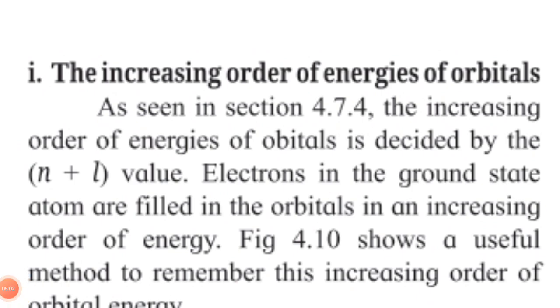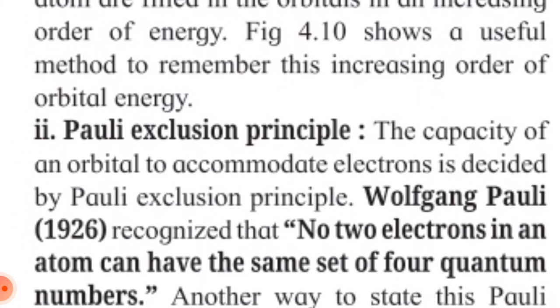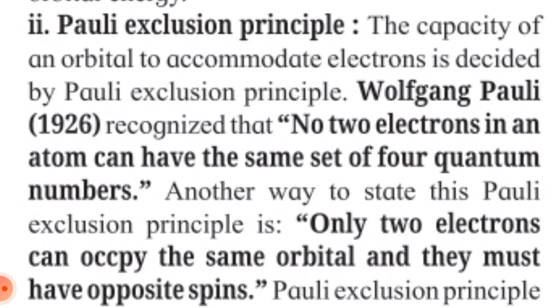First, the increasing order of energy of orbitals. As seen in section 4.7.4, the increasing order of energy of orbitals is decided by the n plus l value. Electrons in the ground state atoms are filled in the orbitals in an increasing order of energy. Figure 4.10 shows a useful method to remember this increasing order of orbital energy.